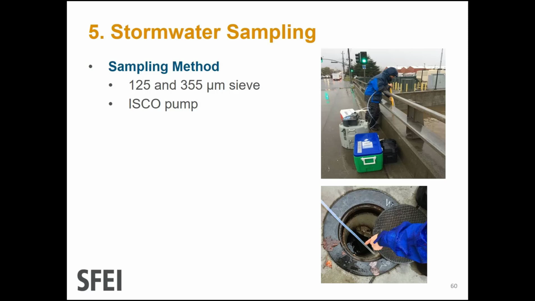Last matrix for stormwater sampling, we used a similar set of sieves for the stormwater sample. And we used an ISCO pump to sample from the creek or storm drain or river that we were sampling from. And the way we sampled was to use the ISCO pump to take sips through the entire storm. So, for example, if it was a 4-hour storm, we might take a sip every half hour.